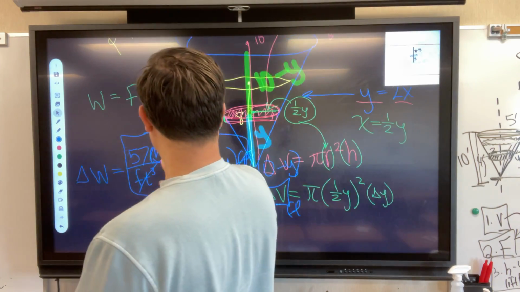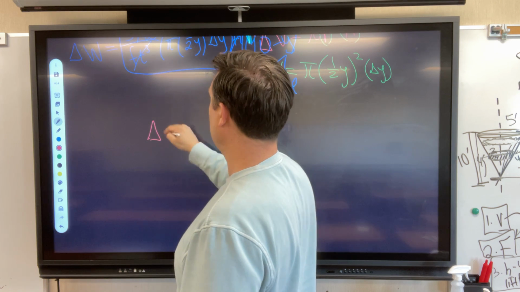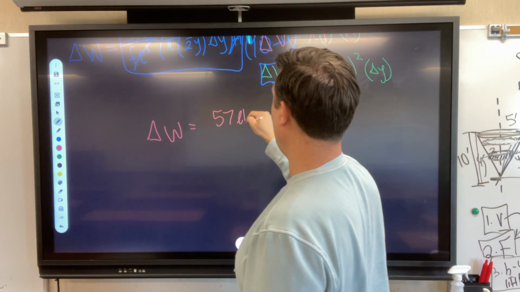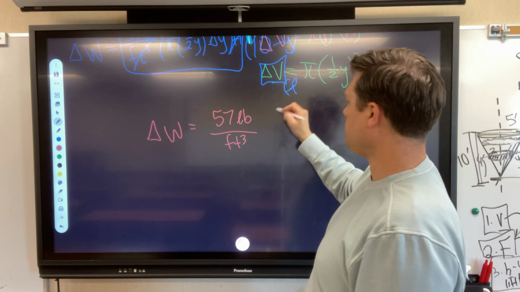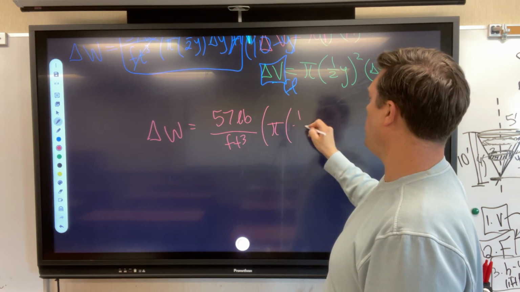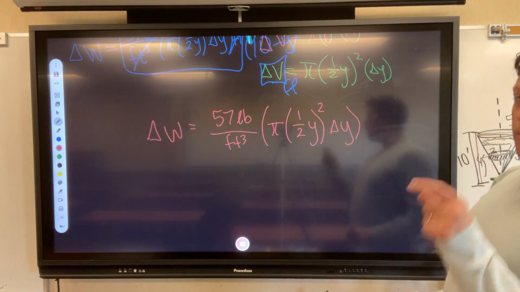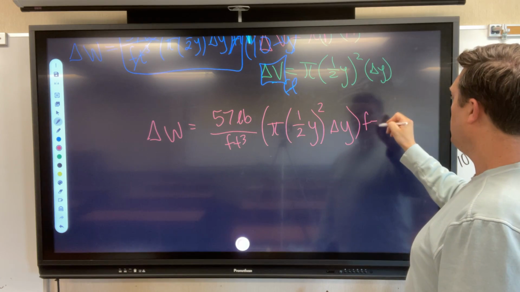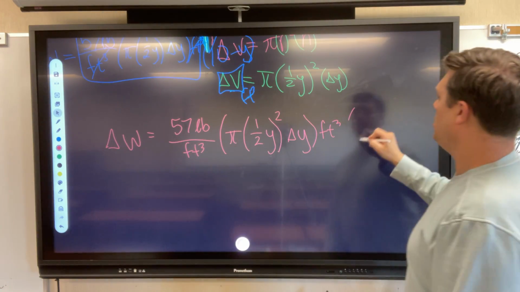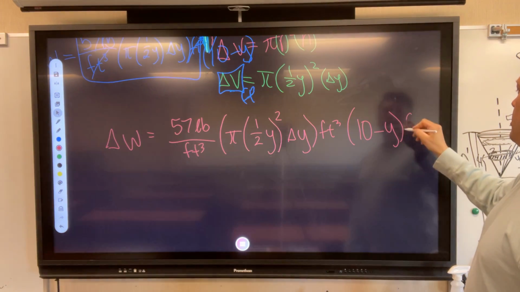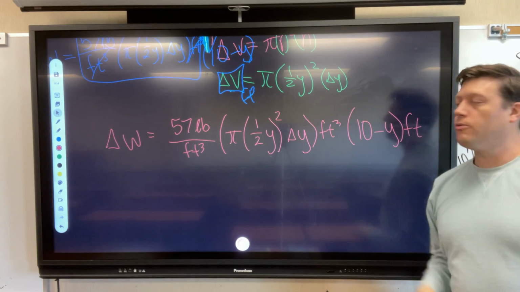So then I'm going to go down here. I have our force, delta W. Rewrite it for cleanliness. Delta W equals 57 pounds per cubic foot times pi times 1 over 2 y, that quantity squared, times delta y. This is also in cubic feet. Then we're going to multiply further by 10 minus y feet. So this is our distance. We have to move that slice up and over the edge.